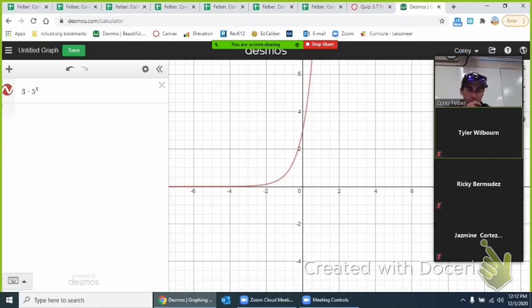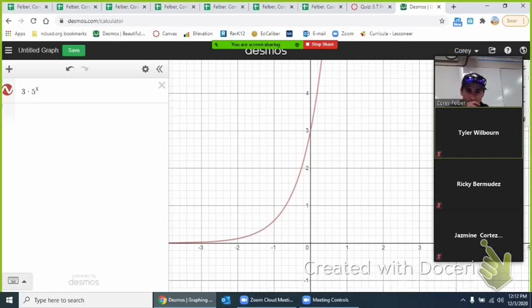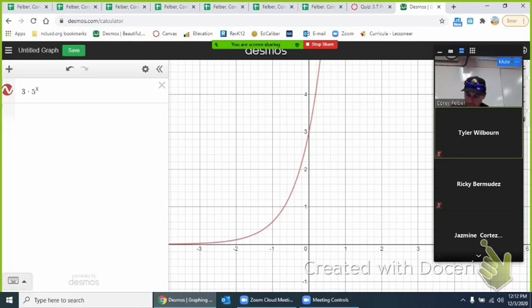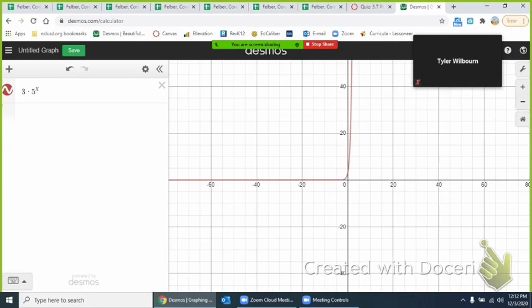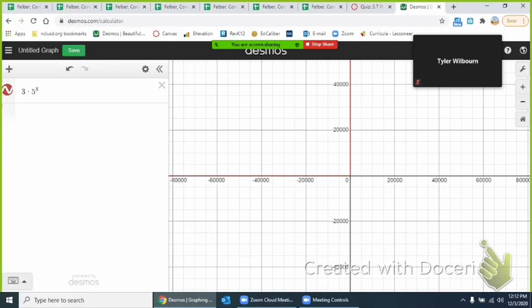Okay, so here's our graph. Remember, the domain is left to right. How far is it going to go left? How far is it going to go right? There are no arrows on Desmos, but if it keeps going out of the screen, that means it's going to go forever. It's not just going to all of a sudden stop. If you wanted to see that for yourself, you could zoom out, and you can see that it keeps going to the left forever.